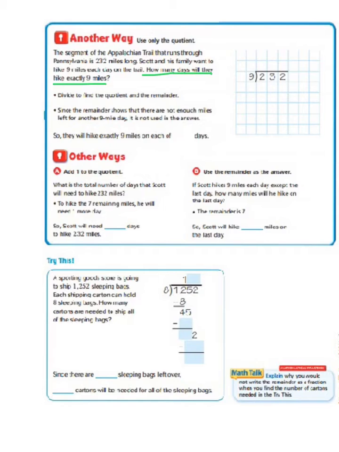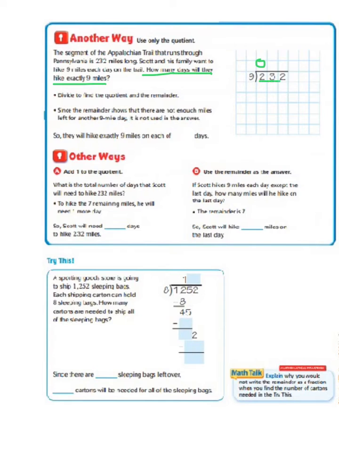So we have our 232, which is our ones column, our tens column, and our hundreds column, our dividend of 232, and our divisor of 9, because they're going to do a total of 232 miles, hiking the same amount, 9 miles, for the same number of days. So let's begin dividing. So if we look at our hundreds column, we have a 2. 2 divided by 9. Well, we know we can't do that, so we need to put a 0 or an X in our hundreds column.